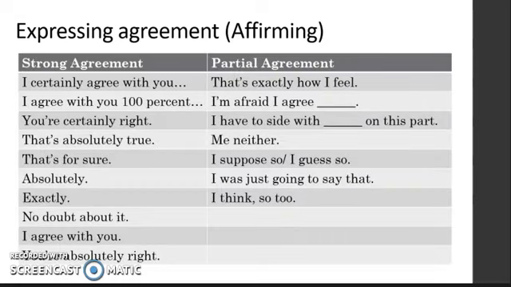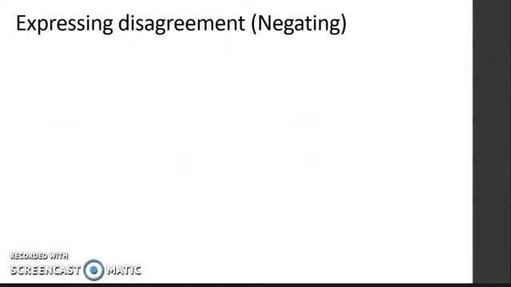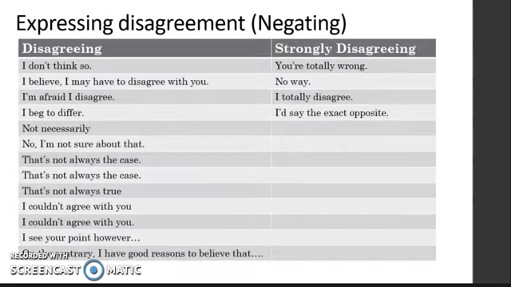You can also give a reason if you want to add strength to your agreement. Say, for example, we have a strong agreement. You can use these responses, and for partial agreement, you may pause this one for better understanding. Next to that is expressing disagreement. As for disagreeing, you may use the following statements or responses.